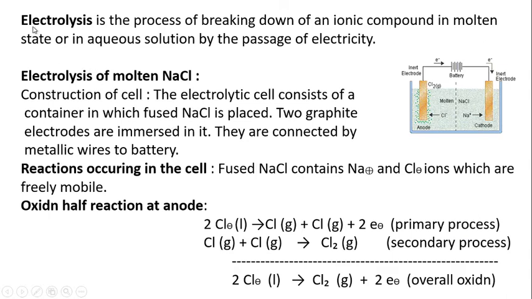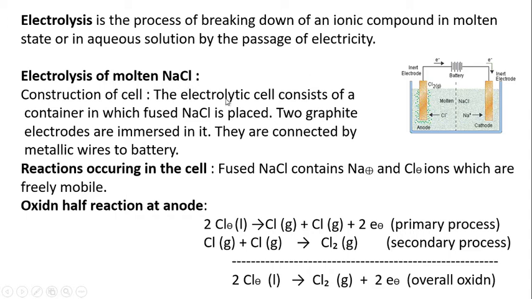Now, in this lecture, we are going to see the electrolysis of molten NaCl. We have just seen in the last lecture that electrolysis is the breaking off or ionization of an ionic compound in its molten state or in its aqueous solution by the passage of electricity. So, electrolysis of molten NaCl.